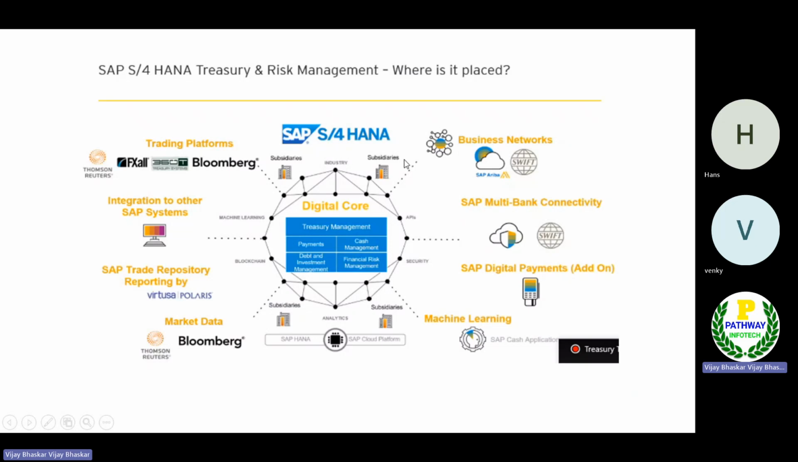Now let us talk about this part, which is very important for us. You can see here the SAP has been implemented with trading platforms. When I say trading platforms, we have different kinds of applications. These are the third-party systems: Bloomberg, 360T, FXall, Thomson Reuters. These are the third-party systems which we need to integrate with SAP systems.